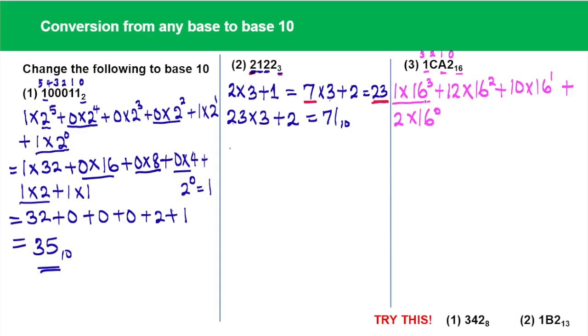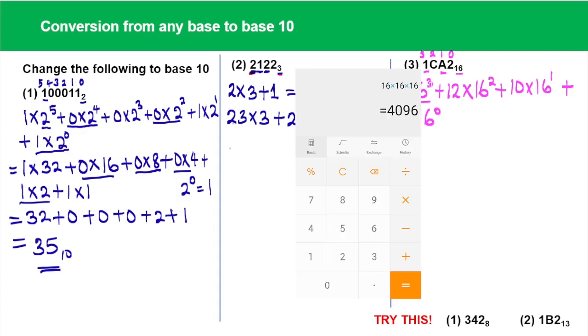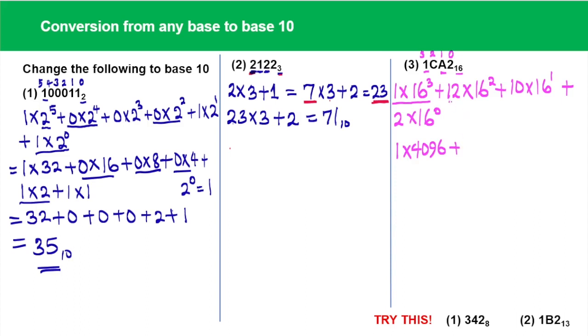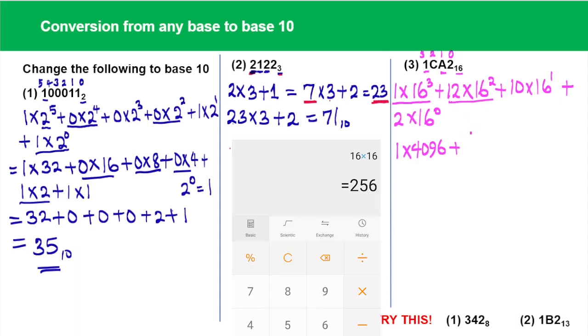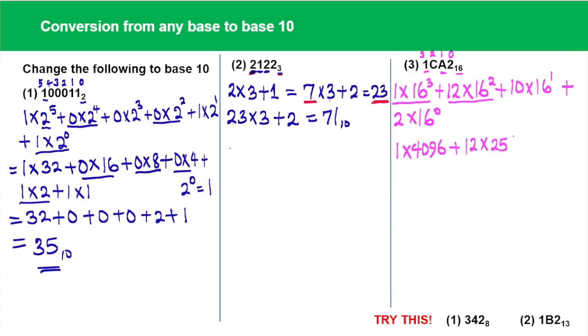You may need to bring out your calculator at this point. 16 to the power of 3, that means 16 times 16 times 16. And that will give us 4096. So we have 1 times 4096. The next term is 12 times 16 squared. 16 squared is 256. That will be 12 times 256. 16 to the power of 1 is just 16. So this will be 10 times 16 plus the last term, which is 2 times 16 to the power of 0. That will give you 1.